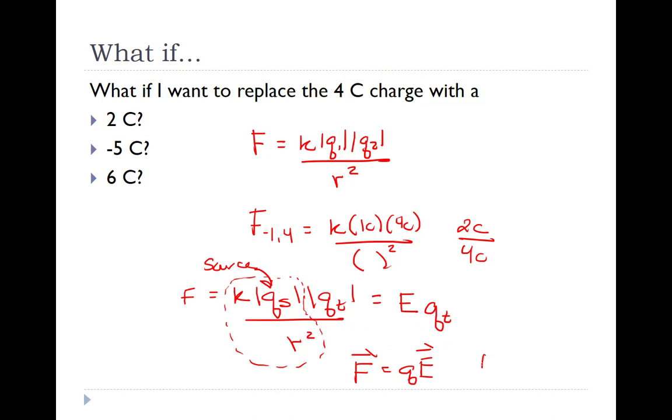And E by definition is K times a charge divided by R squared, where this charge is the thing that is causing the electric field at that point. It is the charge that stays the same no matter what I do. I should clarify that this version of the electric field formula is specifically for point charges, but that's all we're going to be dealing with in this class, so it'll be perfect for our needs.